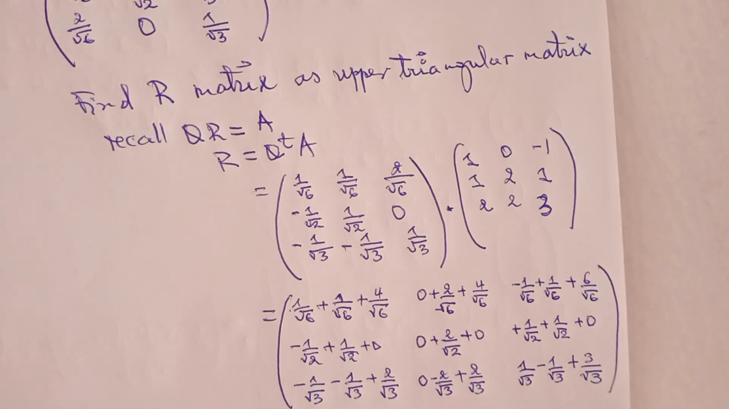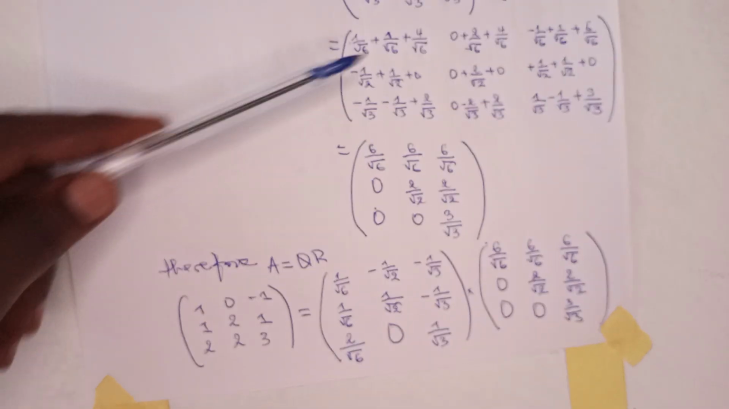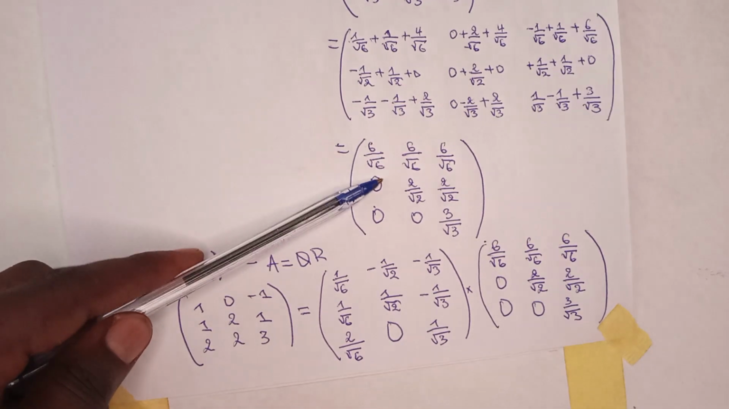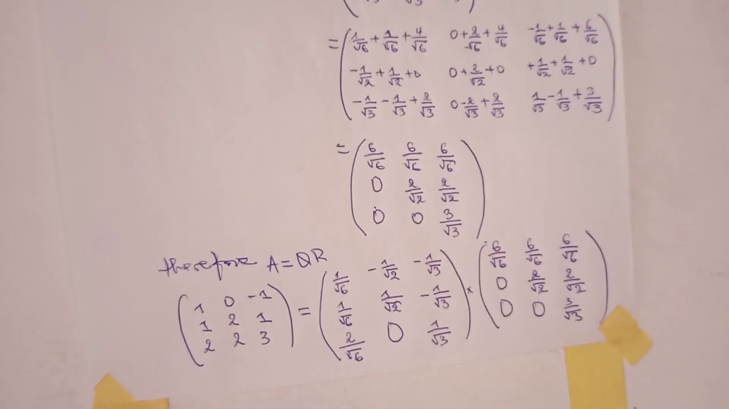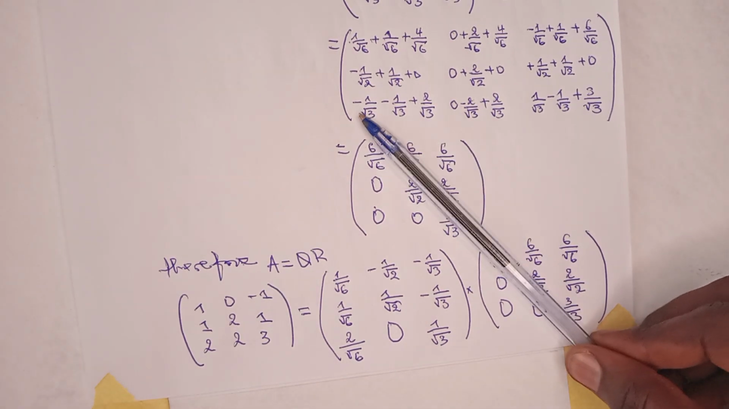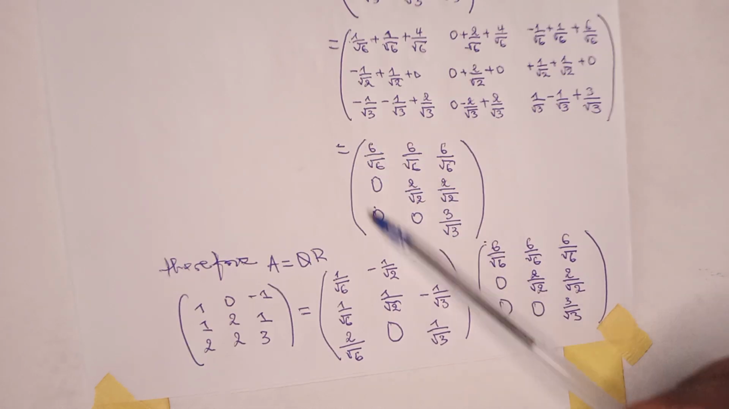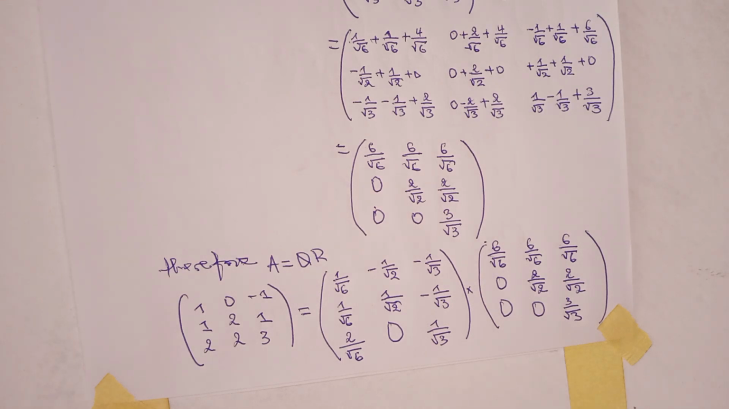Let's just see. By addition, you will get 6 over root 6 here, and also here you get this one. You will see that we have an upper triangular matrix because below the main diagonal you have 0. Therefore, A is equal to Q times R. This is our R, and we have seen our Q before. If you want to prove this, you can multiply them, and at the end we will have our A. So we can conclude that our matrix A has already been decomposed into QR.